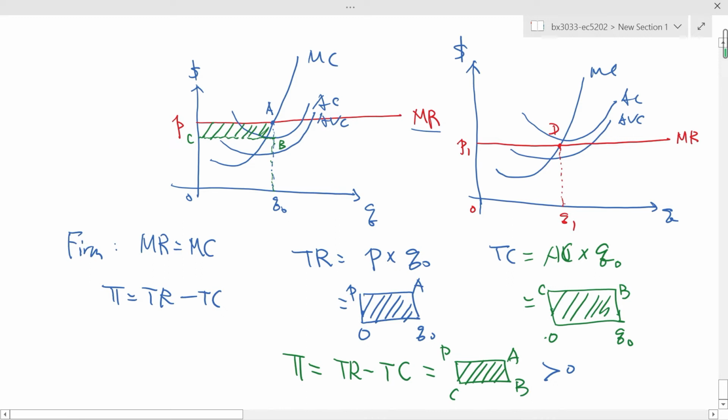And let's look at the total cost. To get the total cost, let's find out the average cost first. Go from Q1 up to the average cost curve and read out the average cost. Let's call this C1. Now we can see that the total cost is OC1, and let me call this point E. There's a point here, E.